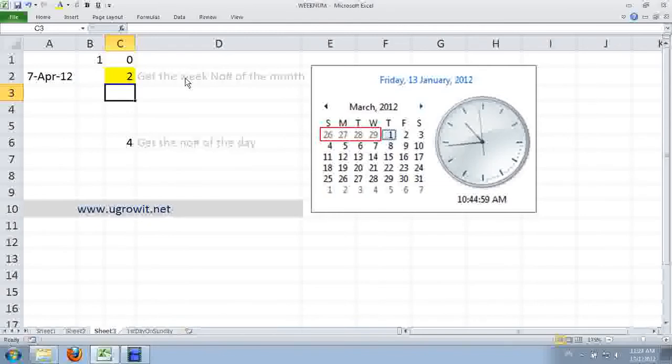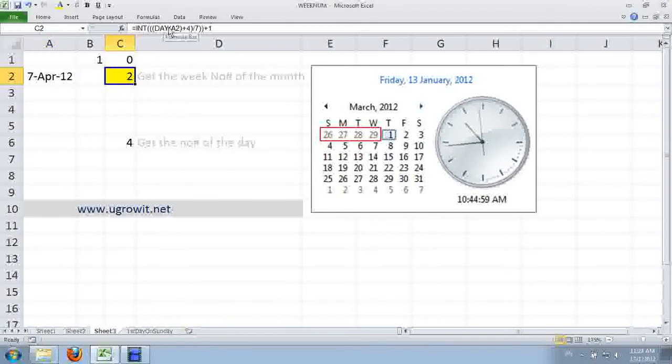Today we talk about finding out the week number of the month. Now, for example, several dates. We would like to know which week each falls under in March. Right here, in March, there will be 5 weeks altogether, but the 7th will fall under the second week. But how do we get this 2?